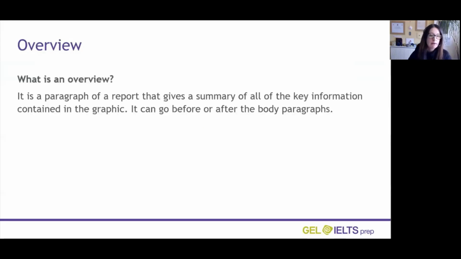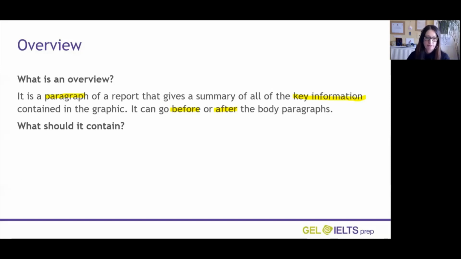So what is an overview in academic writing task 1? An overview is a paragraph of a report that gives a summary of all the key information or the key features contained in the graphic that you were given. Now, this can go before or after the body paragraphs. As we saw in class 1, probably the most logical place is before the body paragraphs and just after the introduction. But if you prefer, you can put it at the end of your report also. The important thing is that it is there.